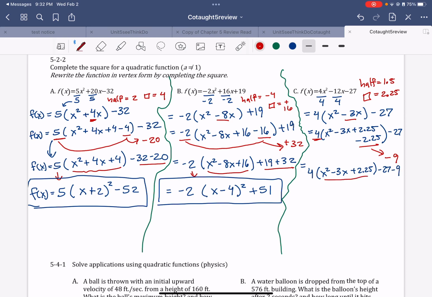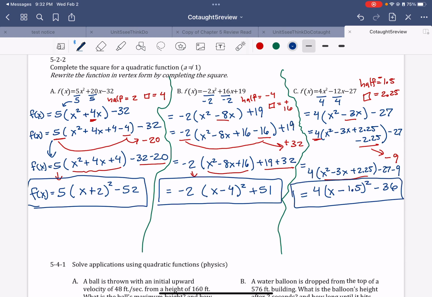All right, rewrite my perfect square. It is x plus, oh, it wasn't plus. Good thing I double checked by looking at my half. This is why I always look at my half. My half was supposed to be negative 1.5 because my b was negative 3. Okay, so x minus 1.5 squared. Don't forget the 4 in front. And at the end, it will be minus 36. All right, there we go.